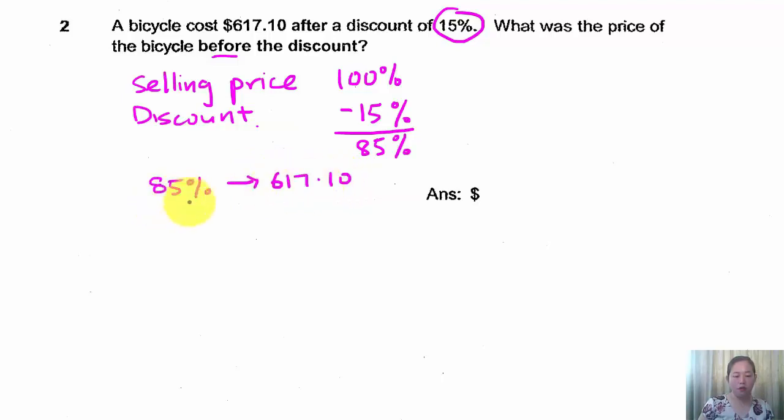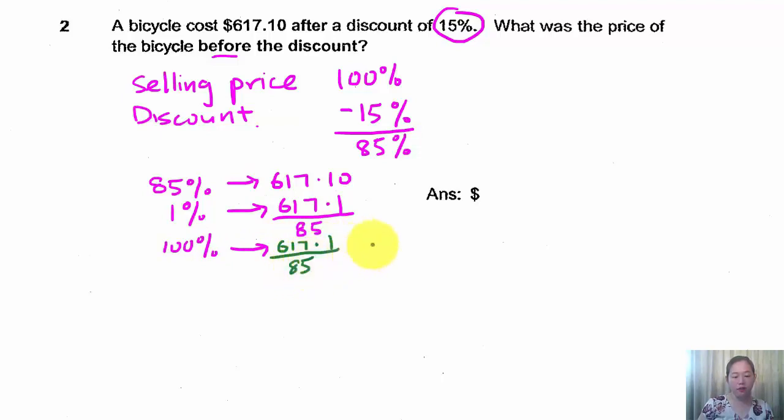So 85% is equivalent to $617.10. The trick is to find 1%, which is equal to 617.1 divided by 85. And to find 100%, it will be 617.1 divided by 85 multiplied by 100, and our answer is $726.